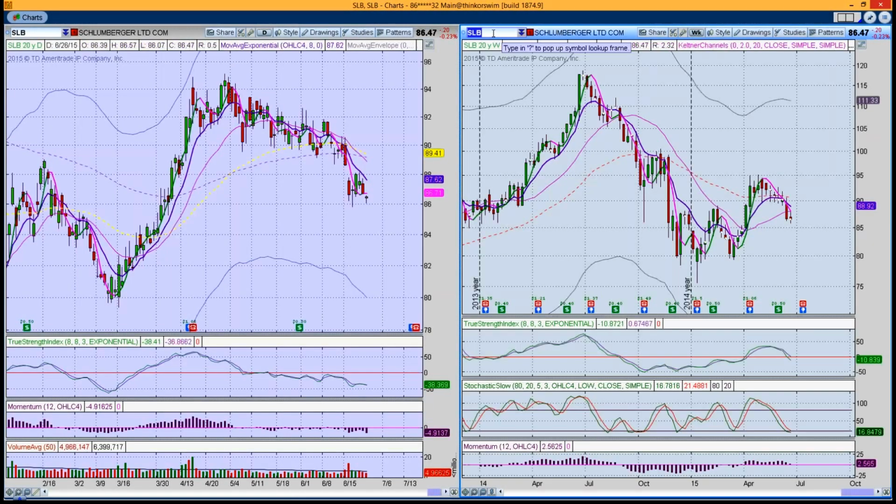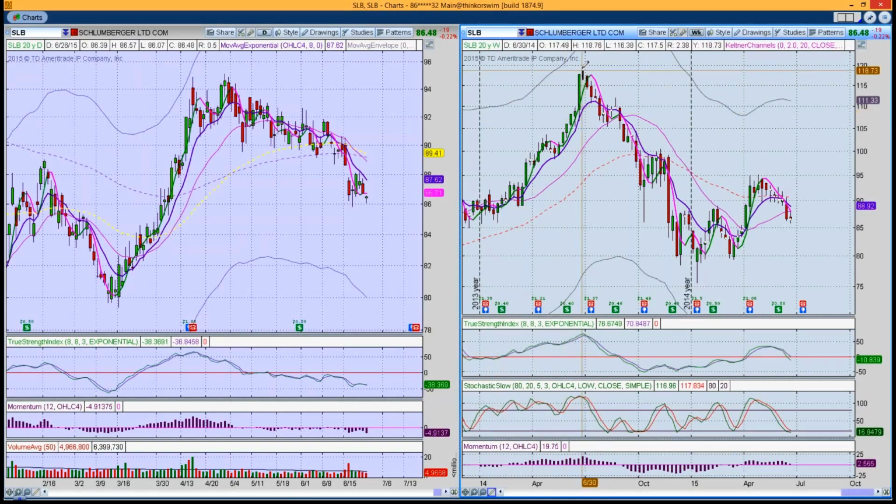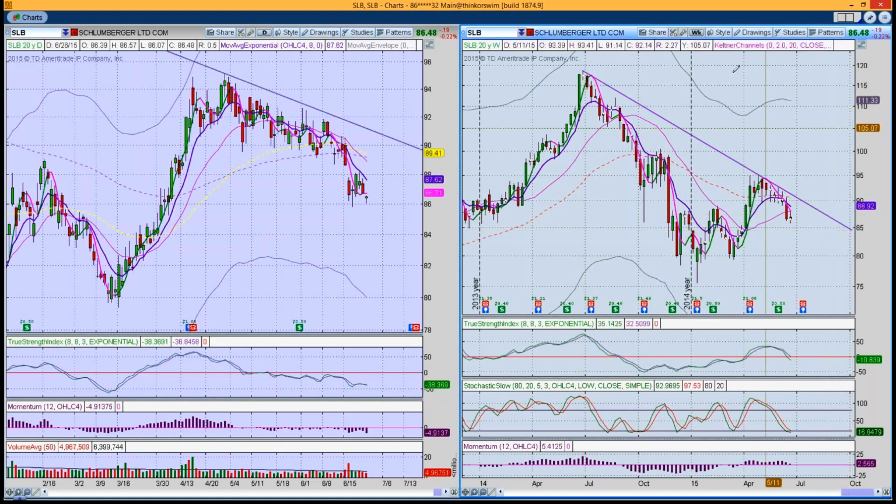SLB, Schlumberger. Okay, Schlumberger, it's got earnings coming up on 7/16. When you're looking at these charts, that's why I keep my weekly charts on one side and my daily on the other. I'll go in here and see if I see any patterns. What do I see here? I can connect two highs, so I have a trend line.